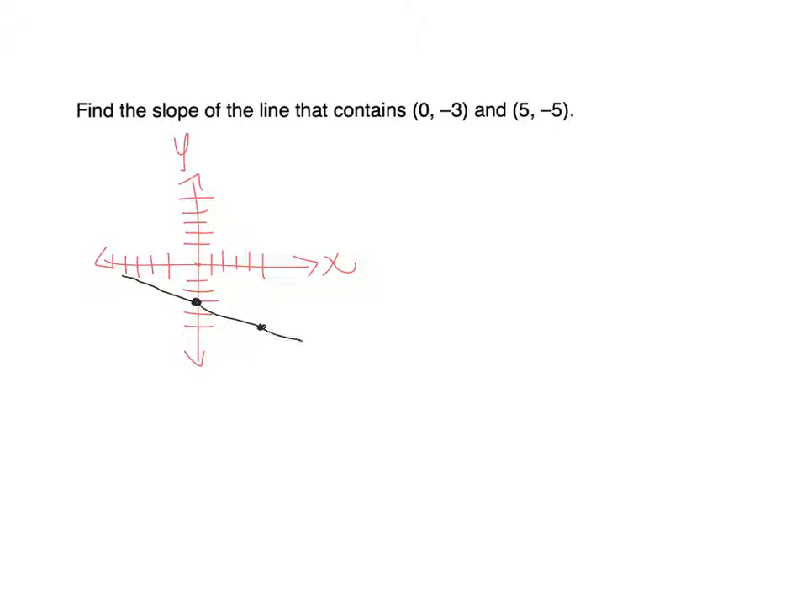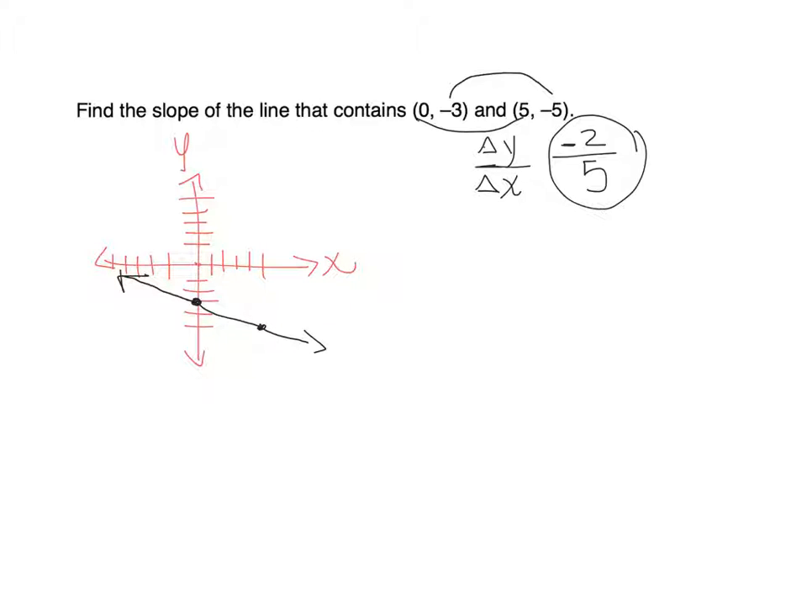So here's my line, and I want to find the slope of this, the change in y over the change in x. Delta y over delta x is a shortcut for writing change in y over change in x. So I can do a couple of things. I can rise and run, or I can see how much my y is changing. So to get from -3 to -5, I went down 2. For my change in x, to get from 0 to 5, I went up 5. So my answer is -2 over 5, and I can see that with my rise over run.